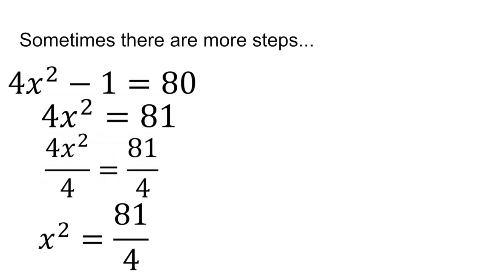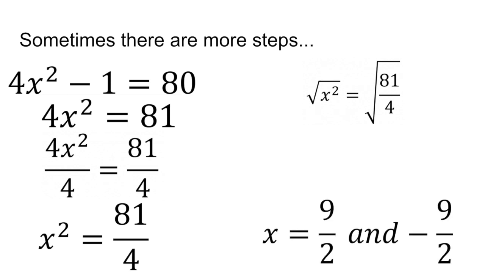We can use the inverse of the square function to do square root on both sides. Square root of x squared equals square root of 81 over 4, except we need that plus or minus. So x is equal to 9 over 2 and negative 9 over 2.